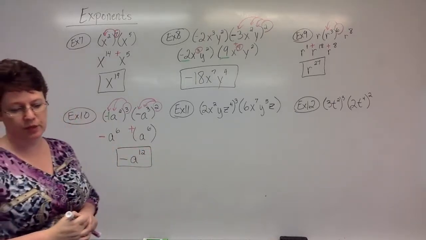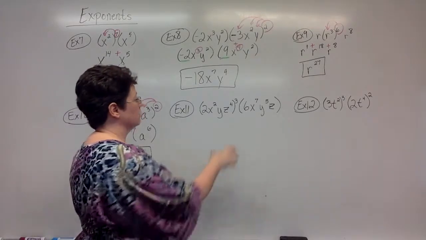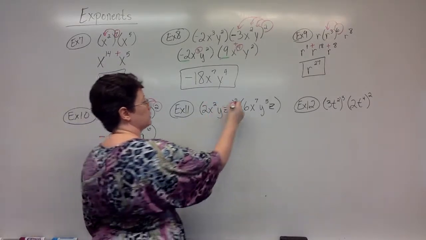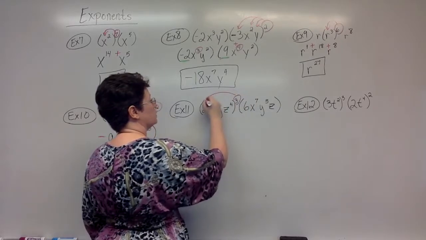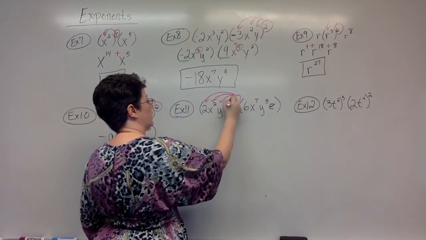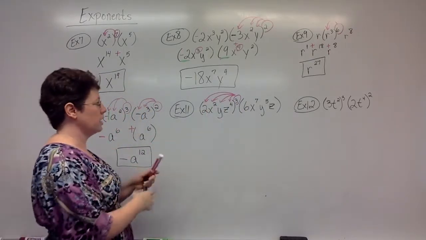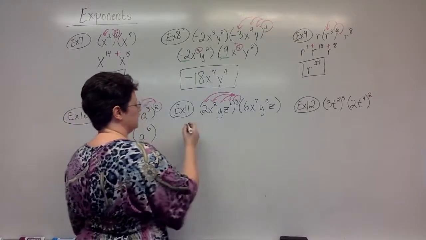Easy enough. All right? Let's look at example 11. First set of parentheses has an exponent. We need to distribute that to the 2, the x, the y, and the z. All of them are going to get the cube. Okay? So 2 cubed is 8.